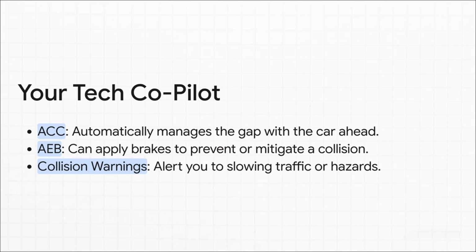But here's the good news. We're not totally on our own trying to manage all this. Our modern cars are packed with tech that acts like a co-pilot. Adaptive cruise control, it's amazing. It literally manages that speed gap for you on the highway. And then you have systems like automatic emergency braking and collision warnings, which are basically a safety net designed specifically to react to those sudden, dangerous speed differentials.